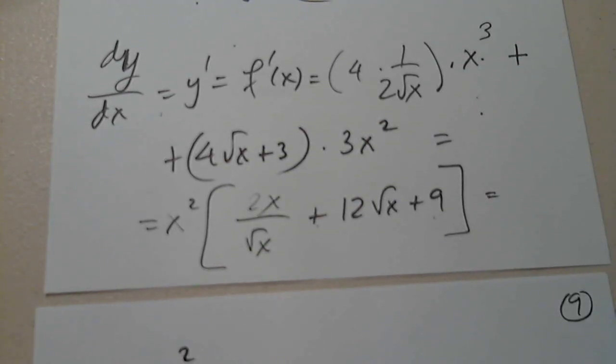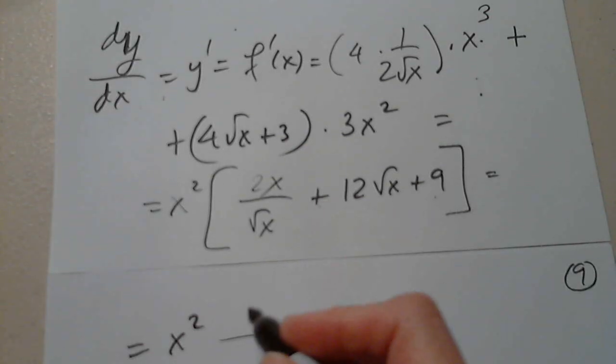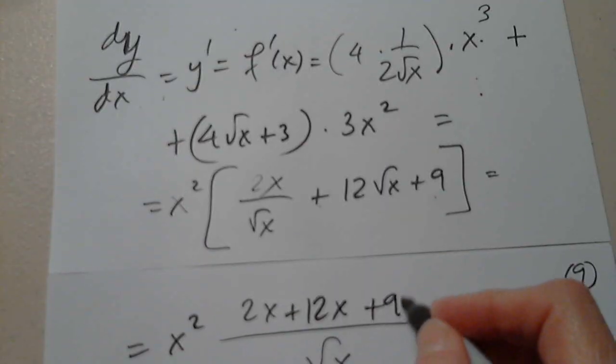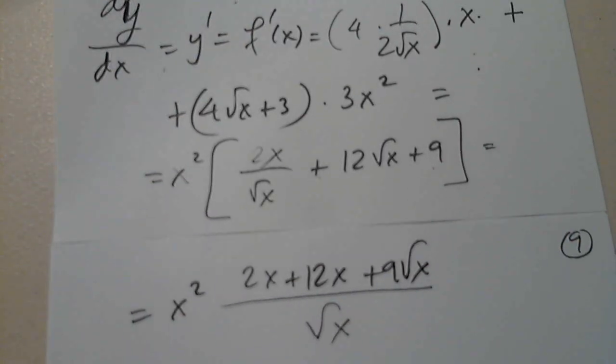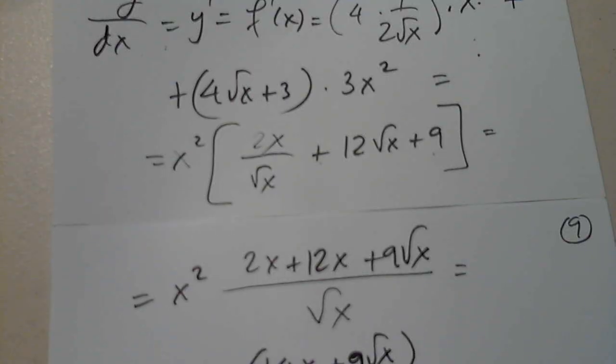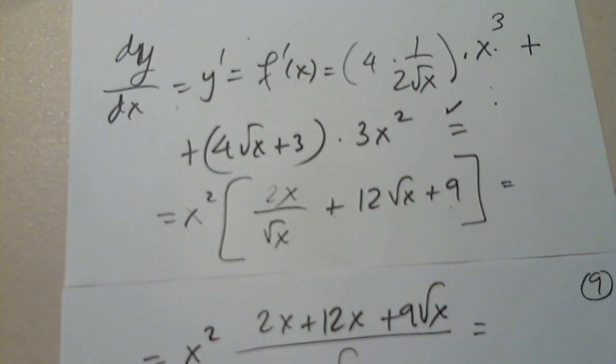So this is x squared. The least common denominator is the square root of x. So 2x plus 12x plus 9 the square root of x. Finally, I can say 14x plus 9 the square root of x, and x squared over the square root of x. There is no need; this is good enough for now.